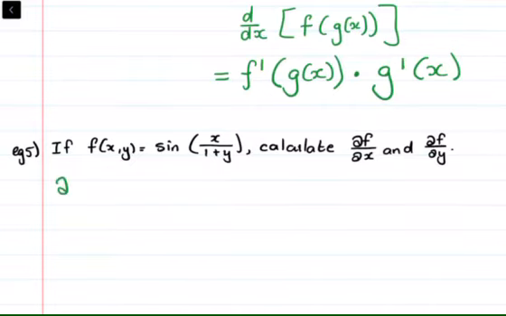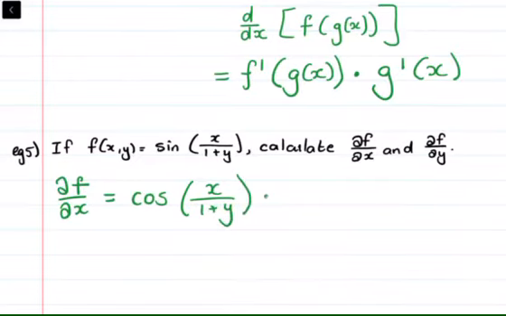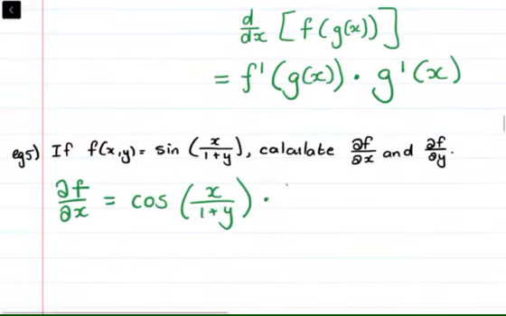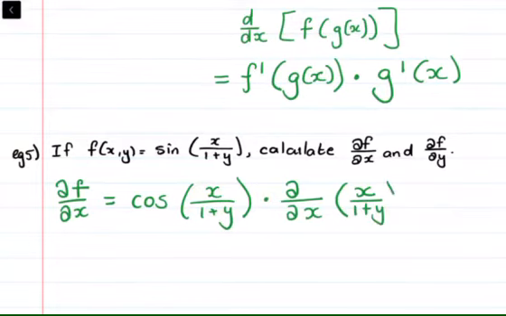So to find the partial derivative of f with respect to x, we first find the derivative of the outer function. The derivative of the outer function, sine, is cos. We evaluate it at the inner function, which is x over 1 plus y, multiplied by the derivative. So we take the partial derivative with respect to x of the inner function. And what is the inner function? It is x over 1 plus y.